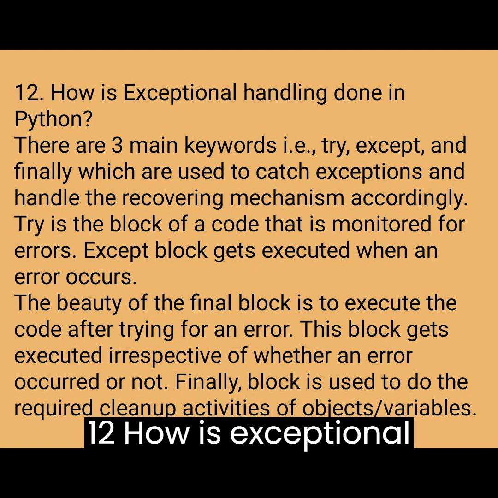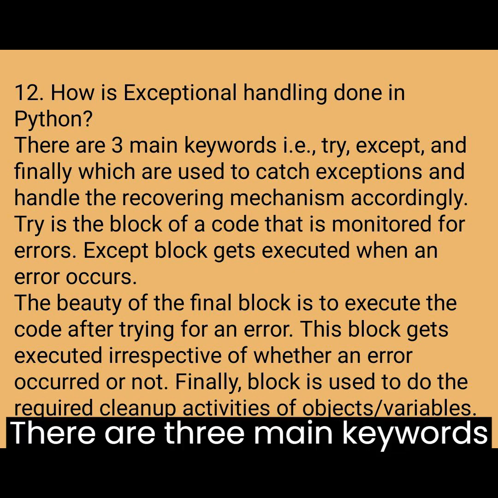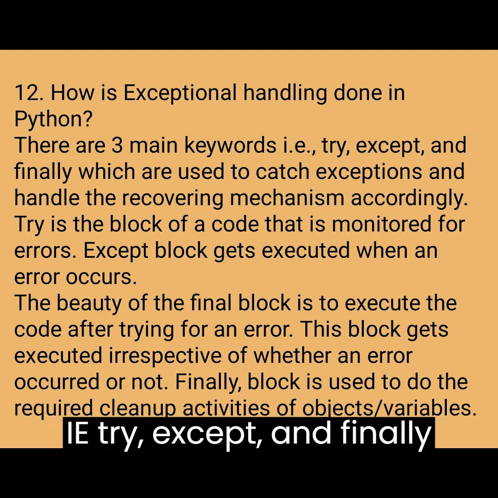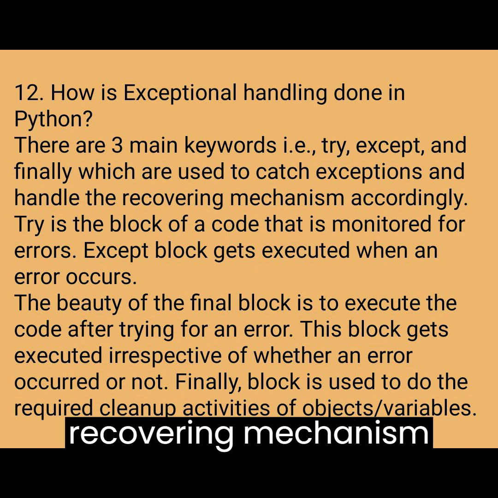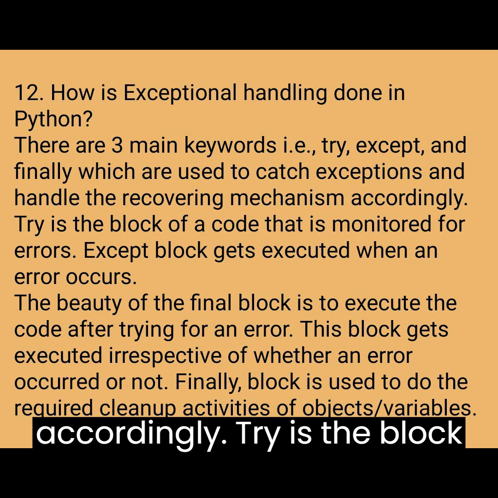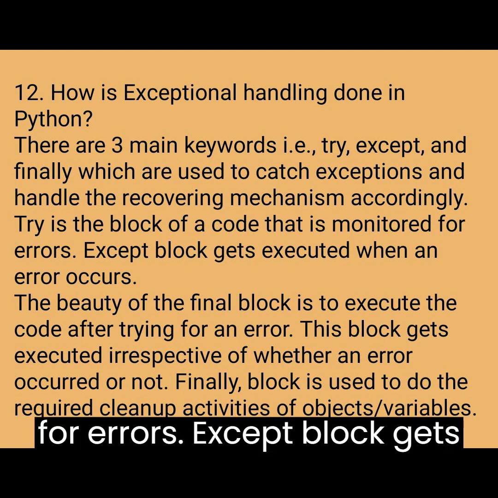12. How is exception handling done in Python? There are three main keywords, i.e., try, except, and finally, which are used to catch exceptions and handle the recovering mechanism accordingly. Try is the block of code that is monitored for errors.